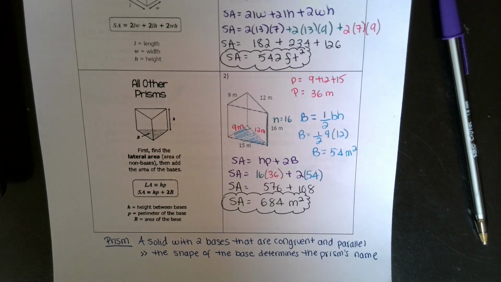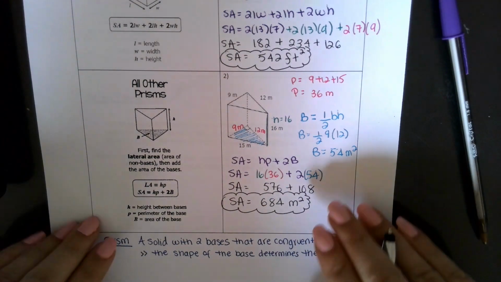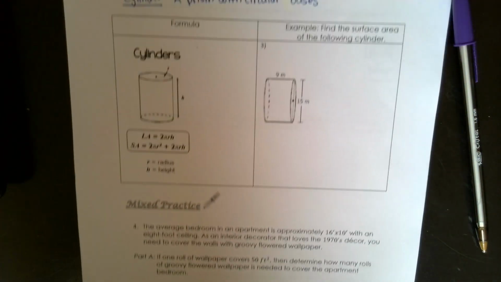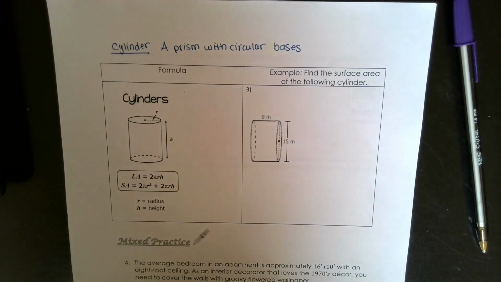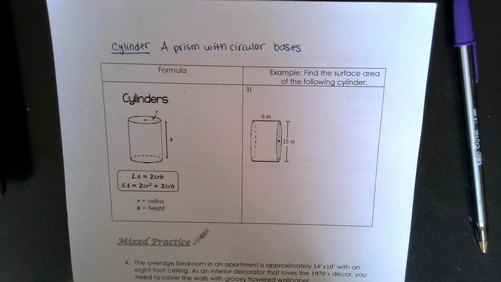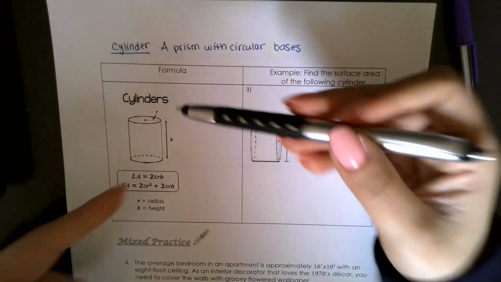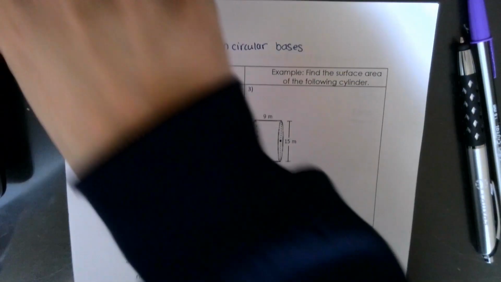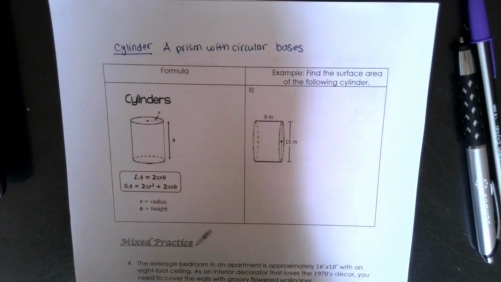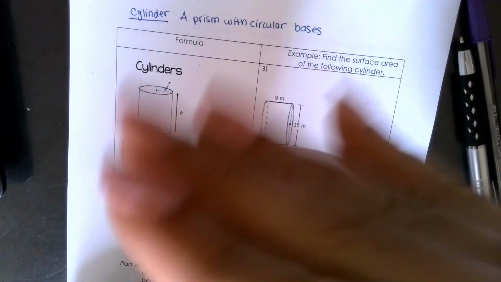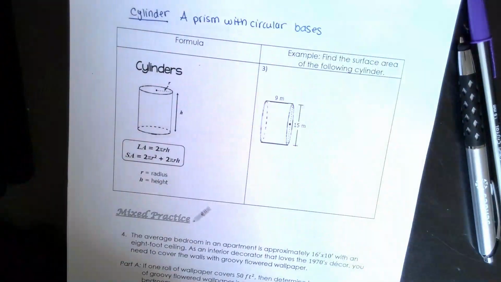Now let's talk about another form of a prism. We have a cylinder. A cylinder is a prism with circular bases. The definition of a prism has 2 bases that are congruent and parallel, same thing with a cylinder. And think about it. This is a rectangle. When I roll it up, I get a cylinder, and my bases are circular. So that's what it is, a specific prism.